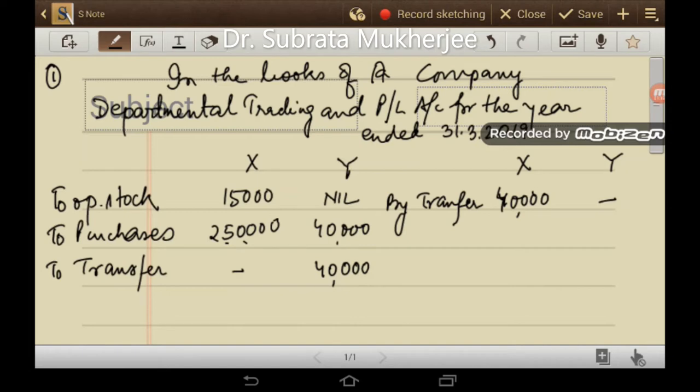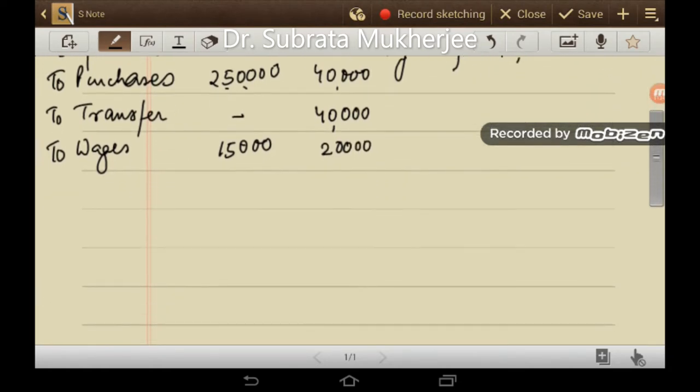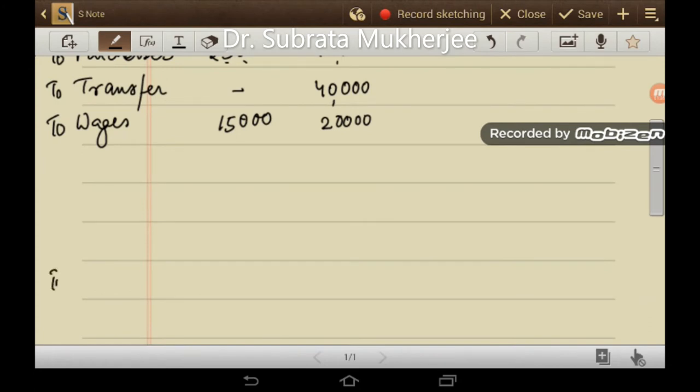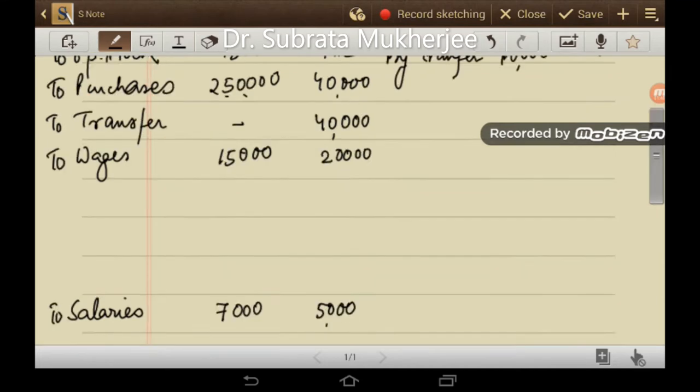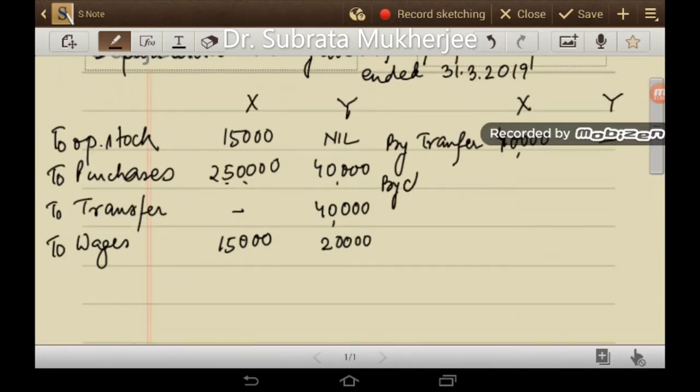Next is wages. Wages is a part of your trading account. So wages is 15,000 and 20,000. Next is salaries. So salary, I am writing here to salaries, is 7,000 and 5,000. Then closing stock. So by closing stock, we have 80,000 in department X and 20,000 in department Y.